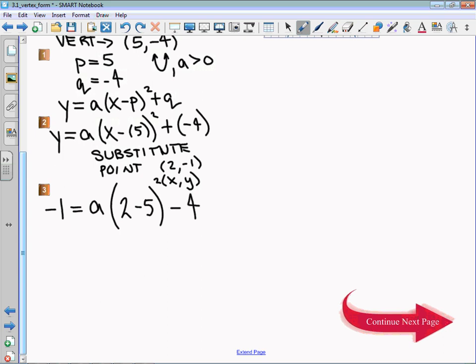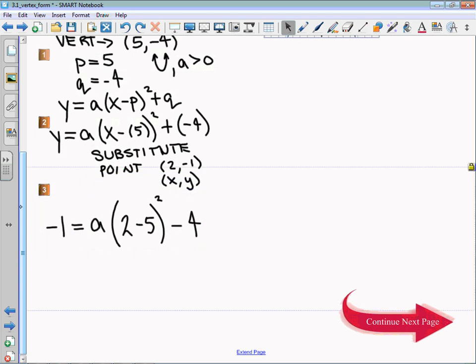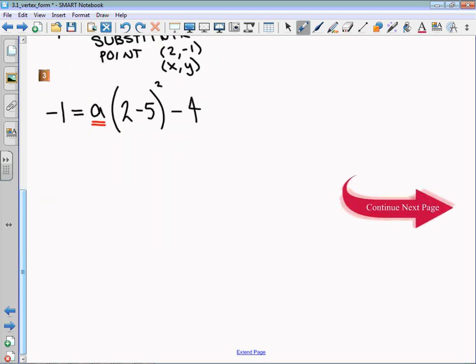And a, I'm just going to move that down a little bit, it kind of bled into the other writing. a is now the only unknown. So I'm going to take this equation and solve for a. There should only be one solution. So -1 is equal to a times (-3) squared minus 4. I'm going to add 4 to both sides.